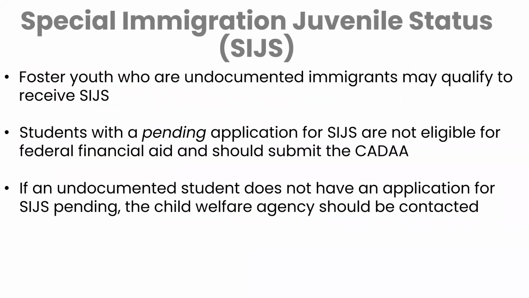A special note for our foster youth that might be applying for the California DREAM Act application is Special Immigrant Juvenile Status, SIJS. Foster youth who are undocumented might be able to qualify for SIJS. Certain undocumented children who are dependents of the court through juvenile court, and the court says they can't be reunified with one or both of their parents because of abuse, abandonment, or neglect, and that it's not in the best interest of the young person to return to their country of nationality, might be able to apply for SIJS.